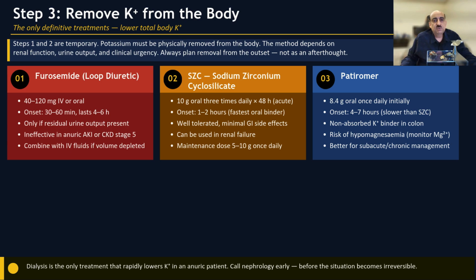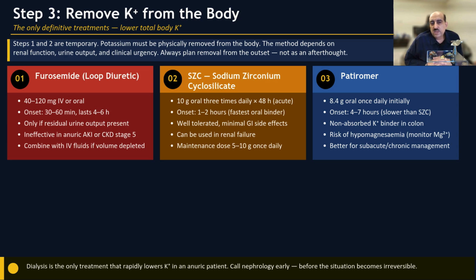So the first line is furosemide. You can try it as a loop diuretic, in relatively moderately good doses, 40 to 120 milligrams intravenously in an acute situation. It works within half an hour and can last up to 4 to 6 hours. The effect is kaliuresis, so potassium is lost. But it only works if the kidneys are responsive. In advanced CKD 5, end-stage renal failure patients, or anuric patients, it may not work. Again, it's selectively used.